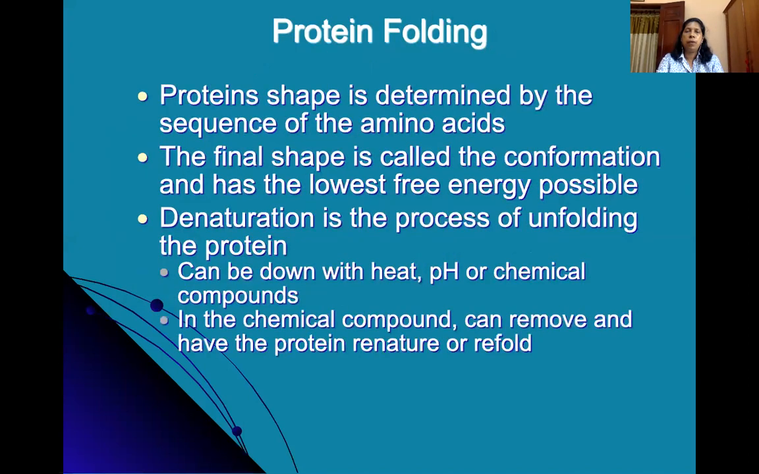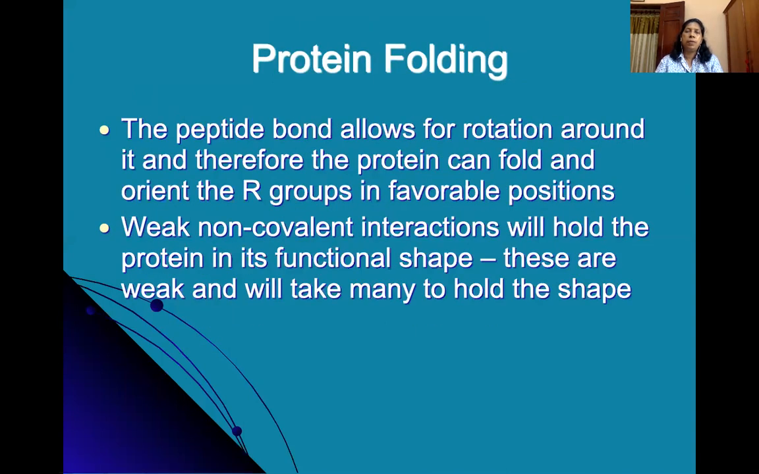When it comes to protein folding, the peptide bonds allow rotation around them, and therefore the protein can fold and orient the R groups in pairable positions.